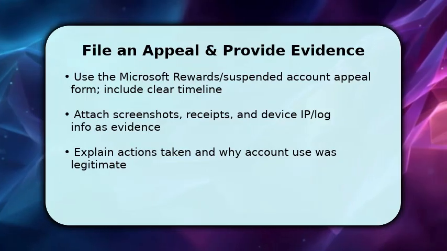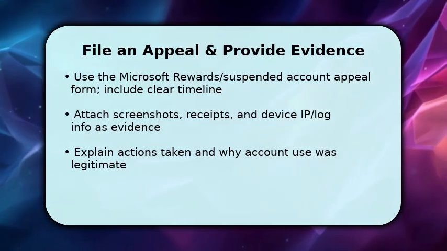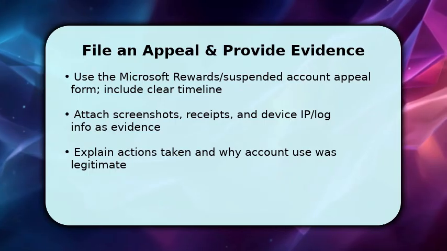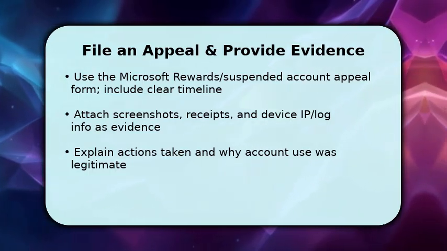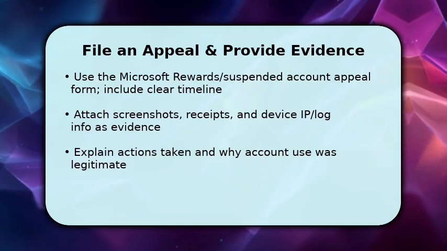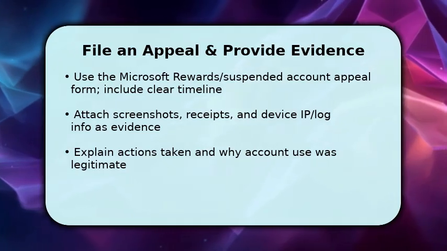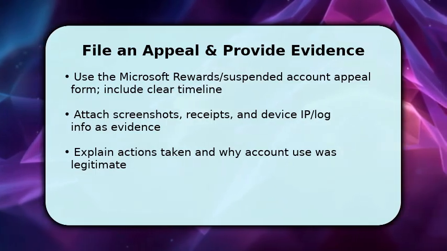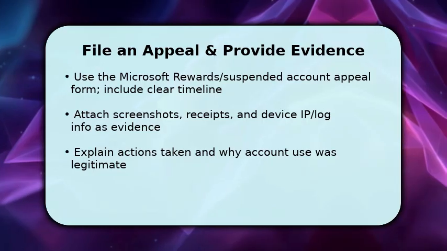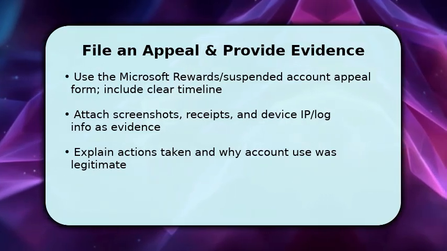Next, complete the appeal form precisely. Describe when the suspension occurred, what you were doing, and include a concise timeline. Attach evidence, screenshots of activity, payment receipts, and if possible IP or device logs to show legitimate use. Explain changes you made, such as removing shared access or securing passwords, because Microsoft evaluates both cause and corrective action.